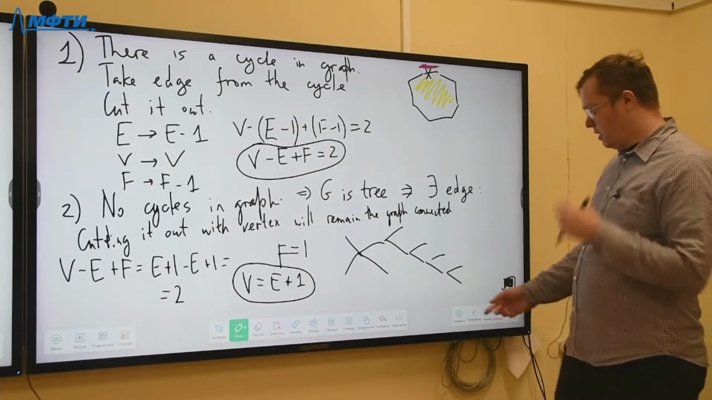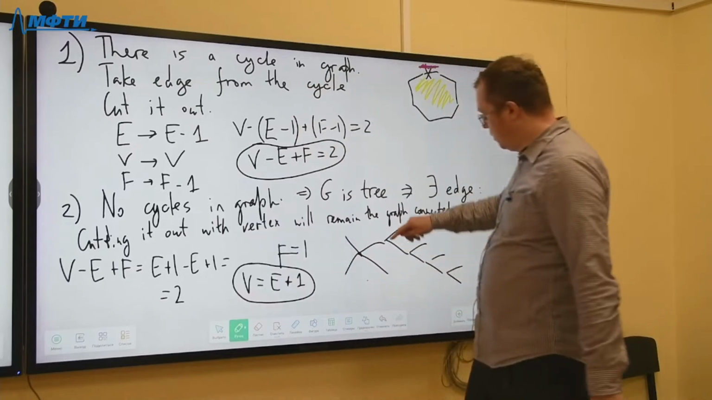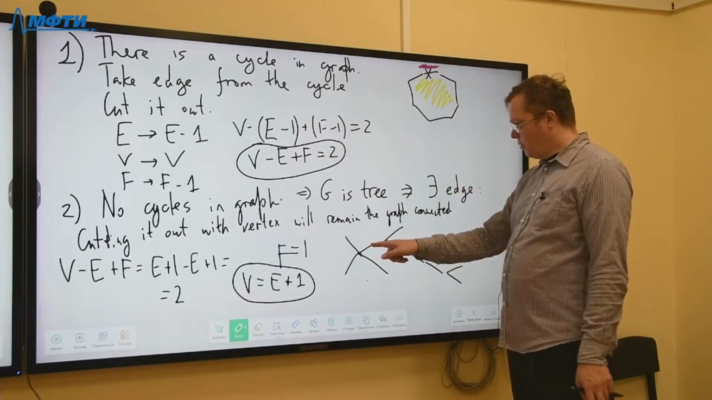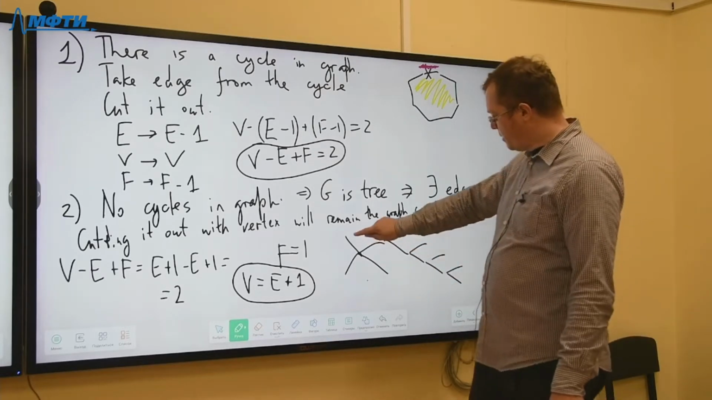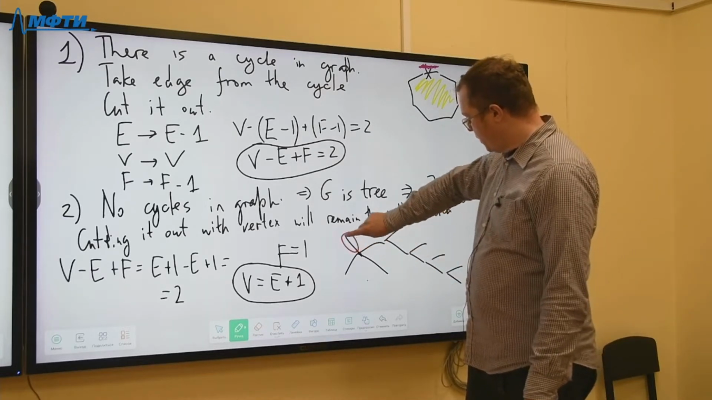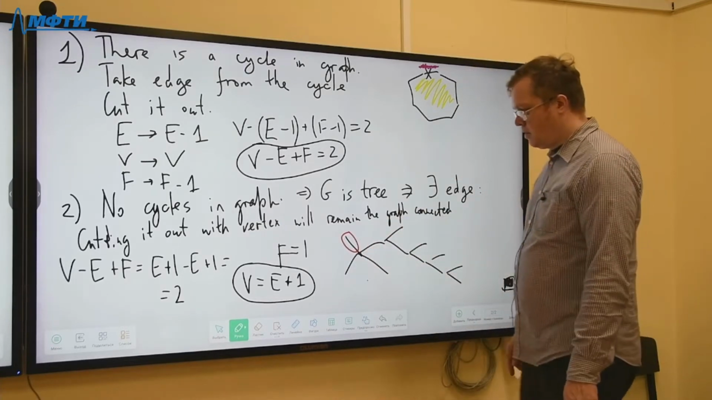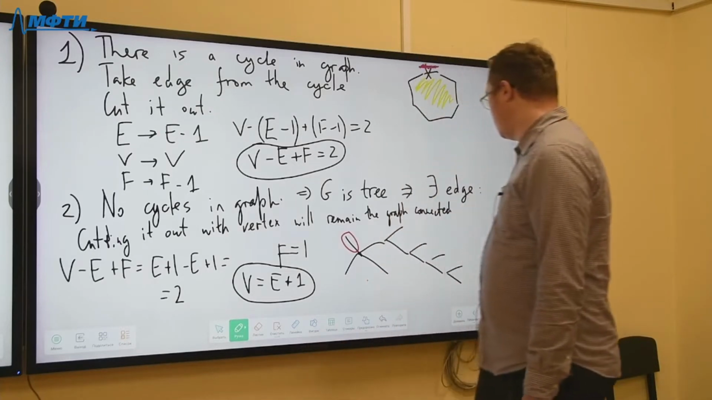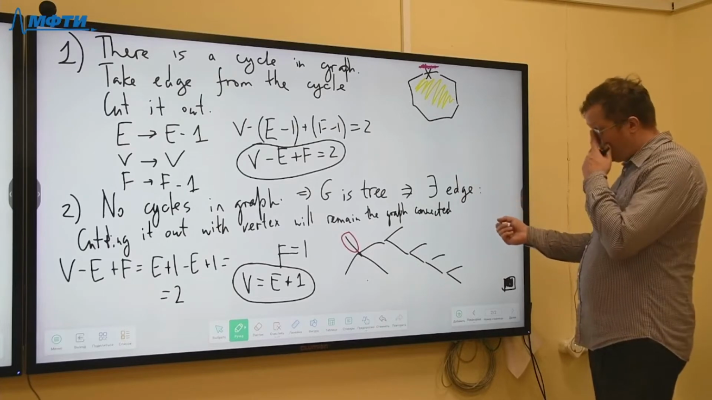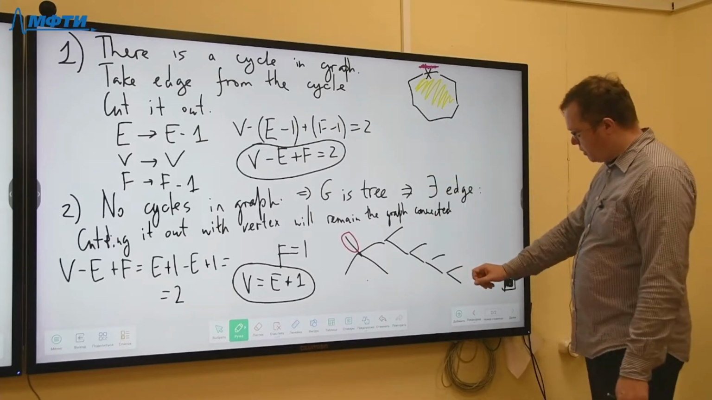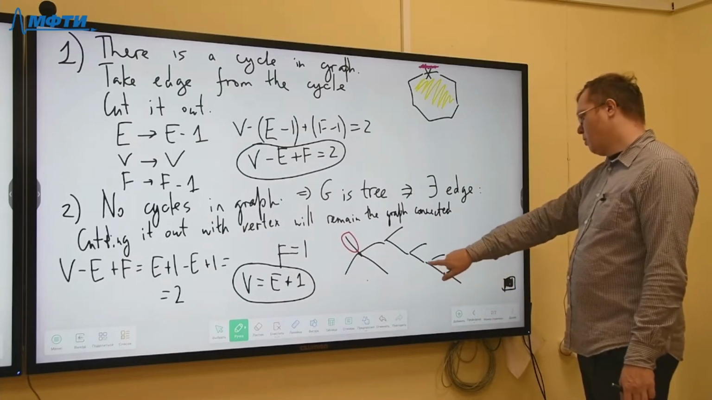So there exists an edge which is not a bridge. So if I cut it out with one of the vertices, the remaining graph will be connected. If you have a tree, then we can just start from any vertex, and then we'll just go in.